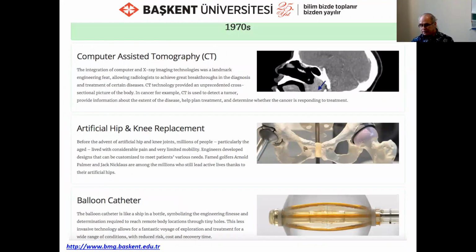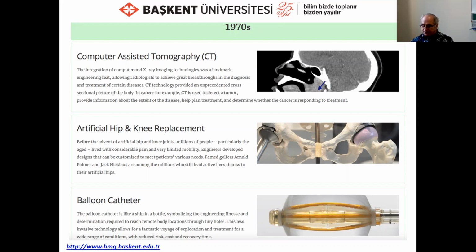In the 70s, we see the CT, computer-assisted tomography. Those are the integration of computer and X-ray imaging technologies. By using this technology, we can follow a tumor or other abnormalities, such as cancer and other diseases. And nowadays, as you know, during the pandemic, CT is very helpful for the determination of COVID viruses and related diseases.